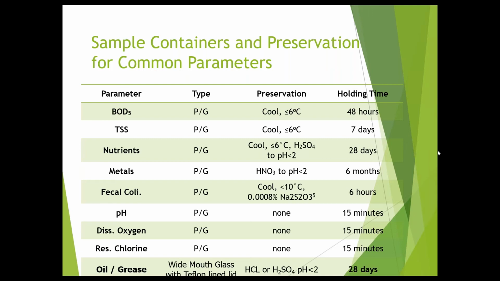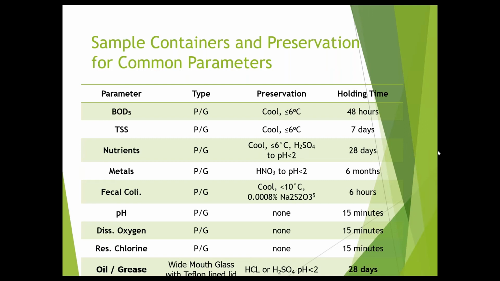That way you can get as much of it in the jar as possible. And the lid is lined with Teflon. That way the oil and grease will not stick to the lid. The reason it's in a glass jar is because when they do the analysis, they dissolve it with hexane. And that's how they get all the oil off the sides of the container to get an accurate measure of oil and grease.